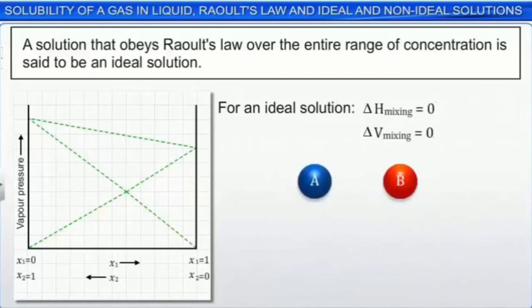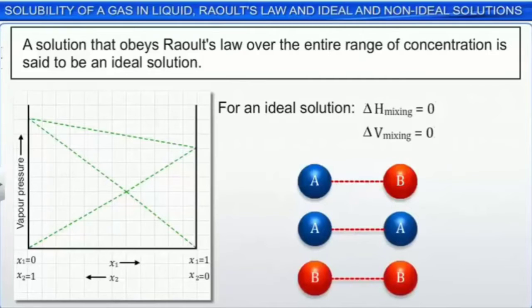At the molecular level, the ideal behavior can be explained in terms of the intermolecular attractive interactions between the two components. If A and B are two components, then in an ideal solution, the magnitude of A-B interactions will be the same as the magnitude of A-A and B-B interactions.